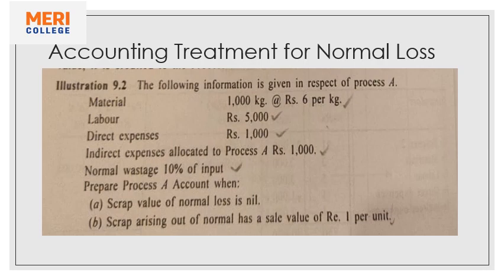So this is a question given to us. We again have material, labor and direct expenses given to us. You can see here 1000 rupees is the material cost, labor 5000, direct expenses 1000. Indirect expenses are allocated only to process A. In this question, we have only one process. Normal wastage is 10% of the input. How much is 10% of 1000? It is 100. 100 kg is the normal loss, which is expected. So we have two cases. Scrap value of normal loss is nil, meaning we don't have any scrap value. And second, if we have the sale value of the scrap at the rate of 1 per unit. So what will be the solution?